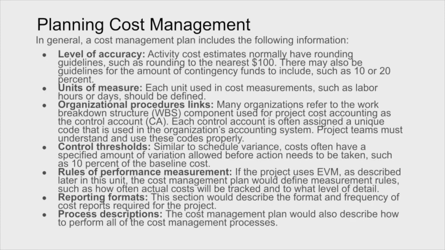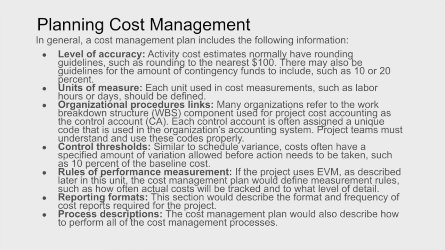So we think about the cost management plan, and we need to think about the variables in it. First, we have to think about the level of accuracy. Activity cost estimates normally have rounding guidelines, such as to the nearest $100. There may also be guidelines with regard to contingency funds, no more than 10%, for example. Then the units of measure. Each unit needs to be costed in some way. How are we going to measure that? How are we measuring labor costs, for example, or labor hours?